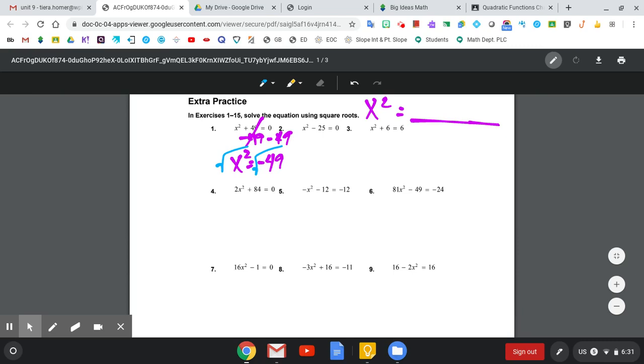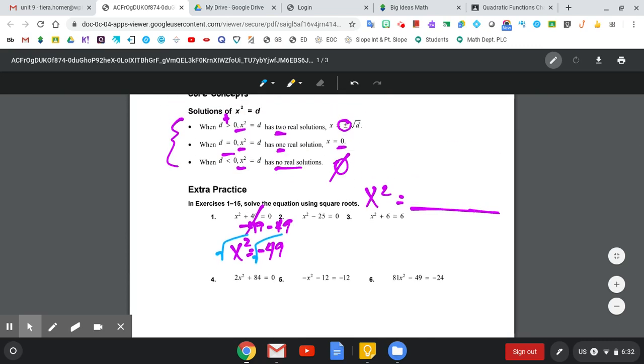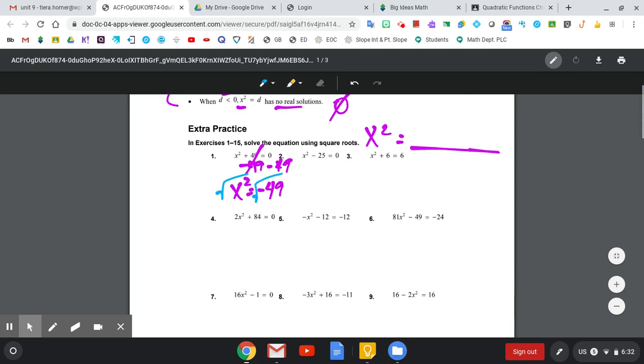If you remember what we just talked about up here, if your d is negative, which what we're equal to is negative, then there's not going to be a solution. Notice down here, our x squared is equal to a negative 49. So this is going to be no solution. Now let's say you didn't recognize that and you wanted to go ahead and take the square root of 49. I would use your calculator.